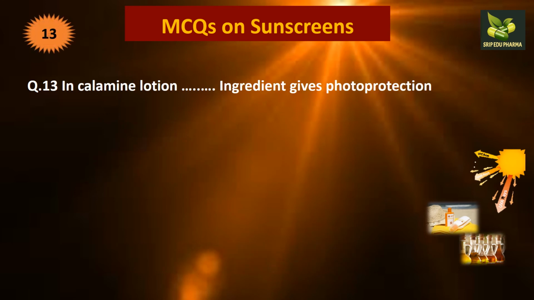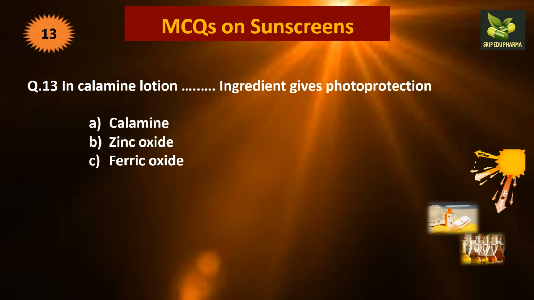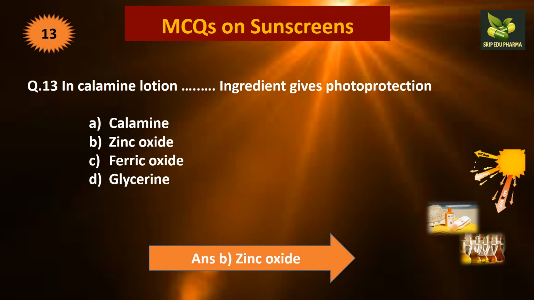Question number 13: in calamine lotion, dash ingredient gives photoprotection. A. Calamine, B. zinc oxide, C. ferric oxide, D. glycerine. If you remember calamine lotion, zinc oxide was the ingredient which has sunscreen or photoprotection effect. So the answer is zinc oxide.